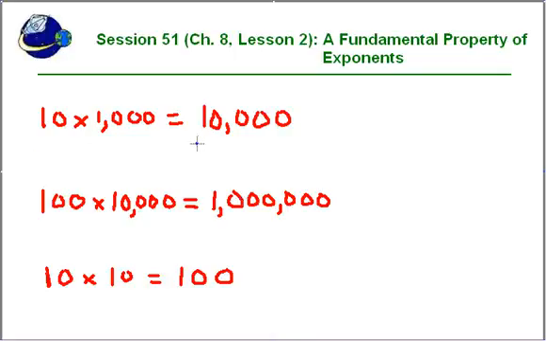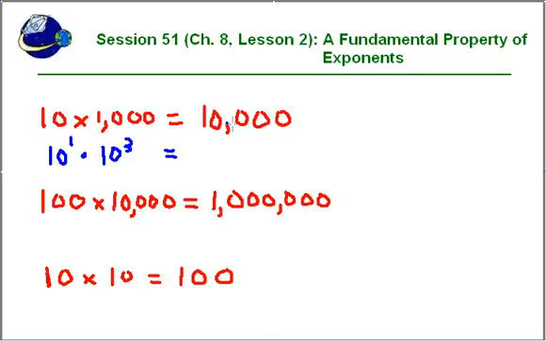On this screen here, I'd like to see if you can detect a pattern. Here's the question: 10 times 1,000. What's that equal? Well, it equals 10,000. But let's rewrite this using our exponents, base 10. How would we rewrite 10 using an exponent in a base of 10? Well, 10 is the same thing as 10 to the first. And we're going to take that and multiply it by 1,000. How would we rewrite 1,000 using 10 with exponents? Well, 1,000 would be 10 to the third. 10 times 10 times 10 is 1,000.